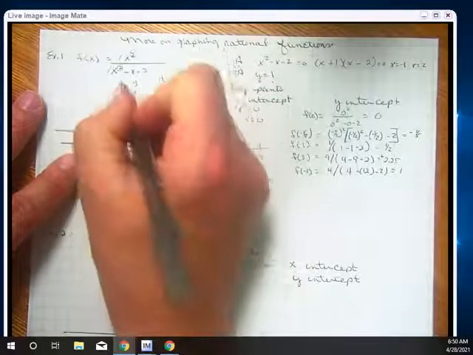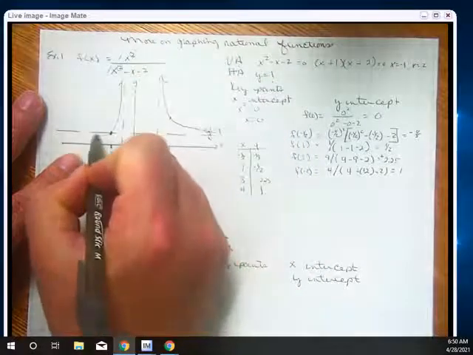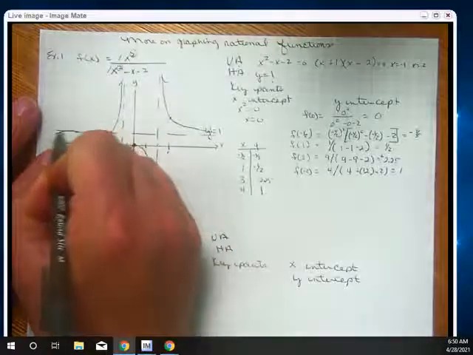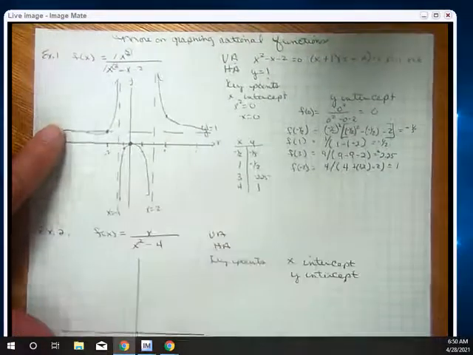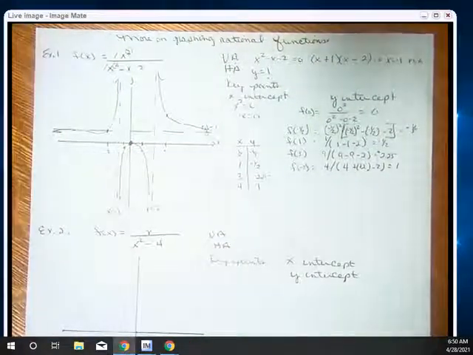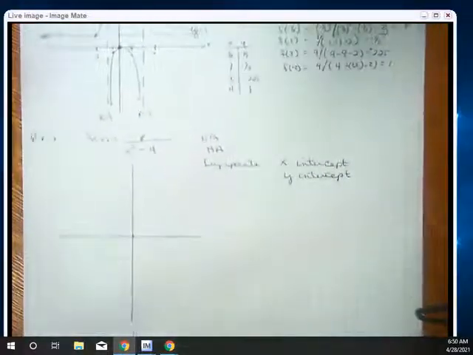Now, don't get confused. You can cross over your horizontal asymptotes. That's perfectly all right. Moving on to our next example.